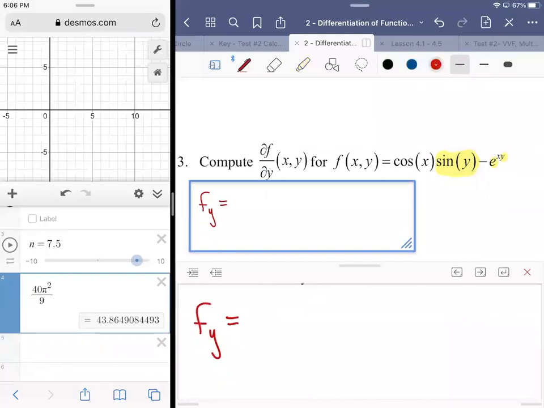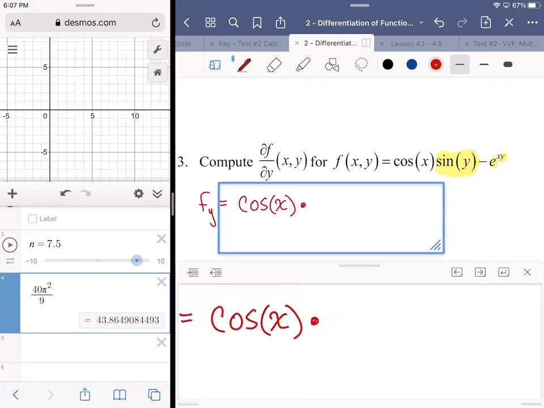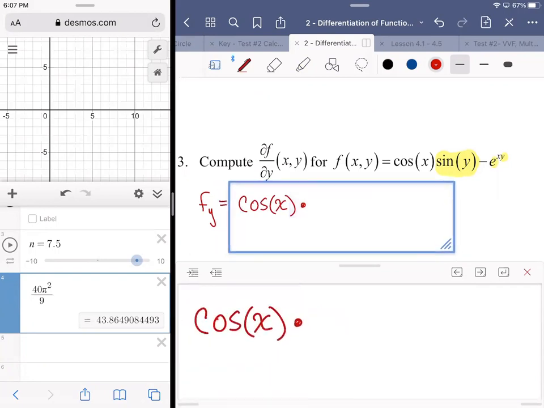So I'm looking at cosine of x being basically a constant multiple of the sine of y. With derivatives, when you take the derivative involving a constant multiple, you hang on to that constant multiple, cosine of x, and then multiply it by the derivative of the parent function within the expression. Derivative of sine of y is cosine of y.